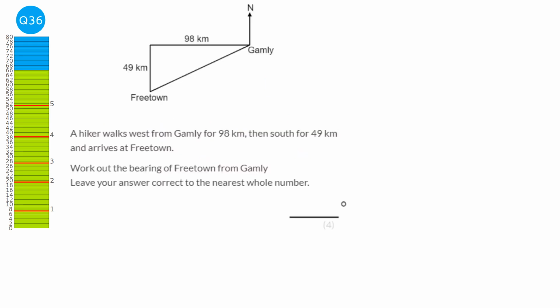So we're asked to find the bearing of Freetown from Gamley. So that is this angle here. What we're going to do is find this angle, and this will obviously be 90 degrees because the hiker walked west, and it's against the west line and the north line, so it's definitely 90 degrees. So we can work out what the bearing is if we know that angle inside the triangle.